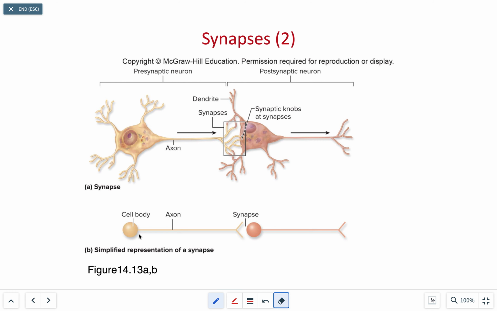So down here we can see just a general overview. We have the cell body, and the presynaptic neuron will be sending the nerve impulse towards the synapse. The synapse is composed of the synaptic knob and the synaptic cleft. It's picked up by the dendrites of the postsynaptic neuron, and then that impulse will travel down the axon away from the synapse.